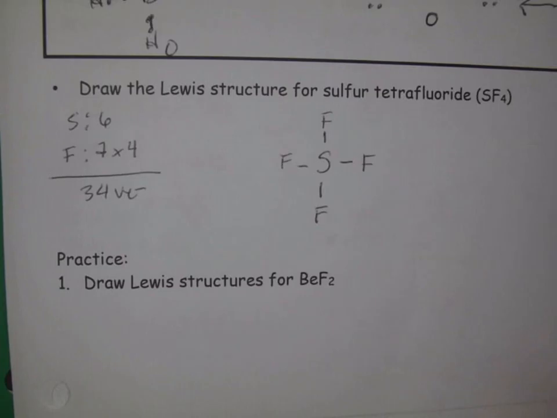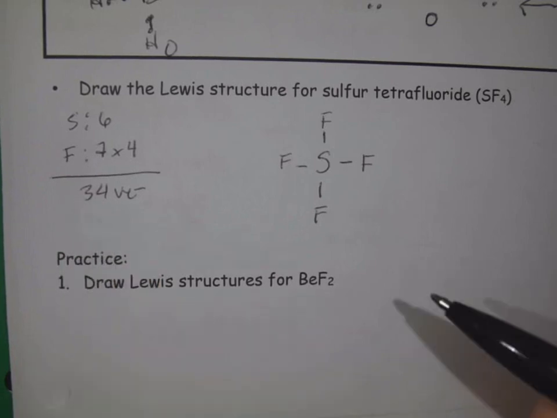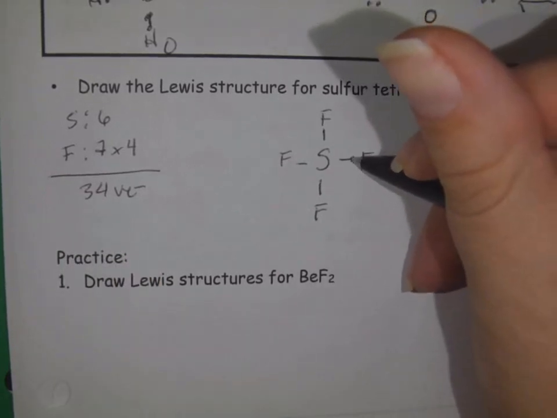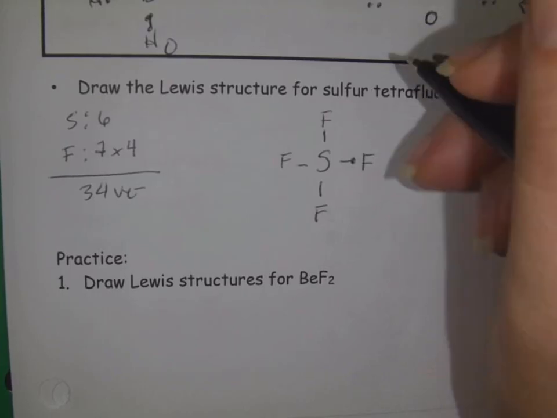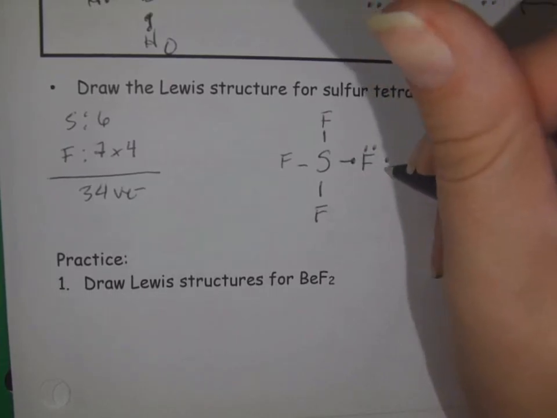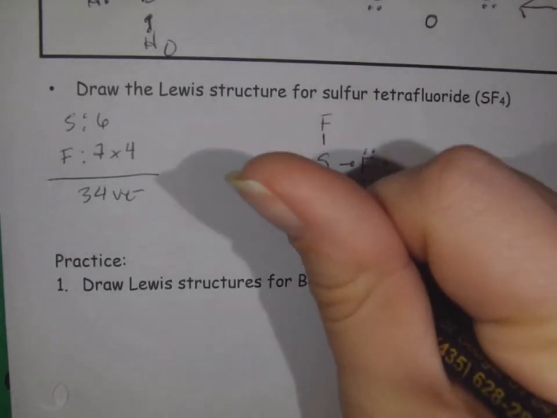Step 3 is doing lone pairs for the outside atoms first. So these fluorines each brought 7 valence electrons, but right now in the skeleton structure I've only drawn 1 of their 7, so I need to fill the rest of them in. So 1, 2, 3, 4, 5, 6, 7. And I would do that for the rest of them.